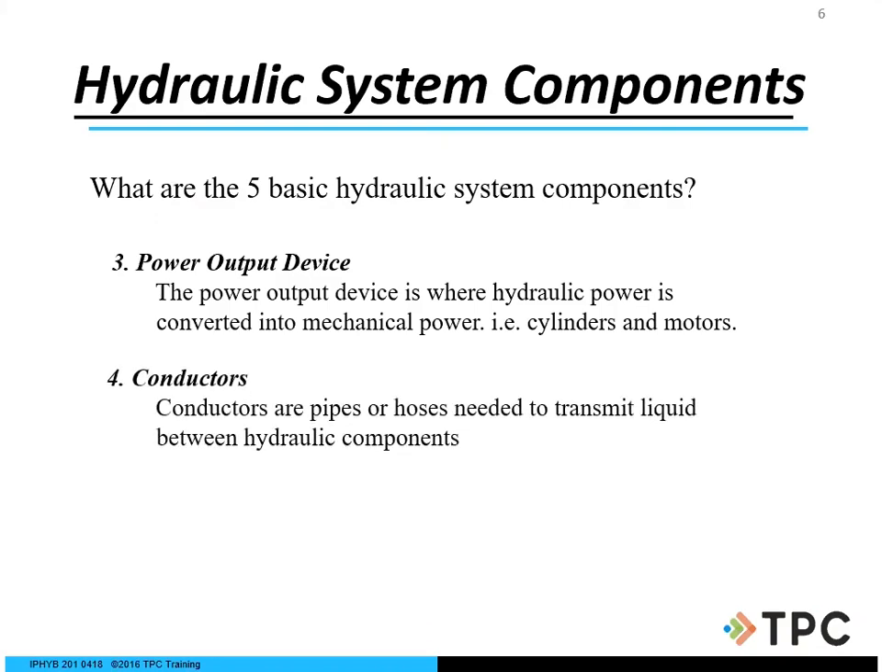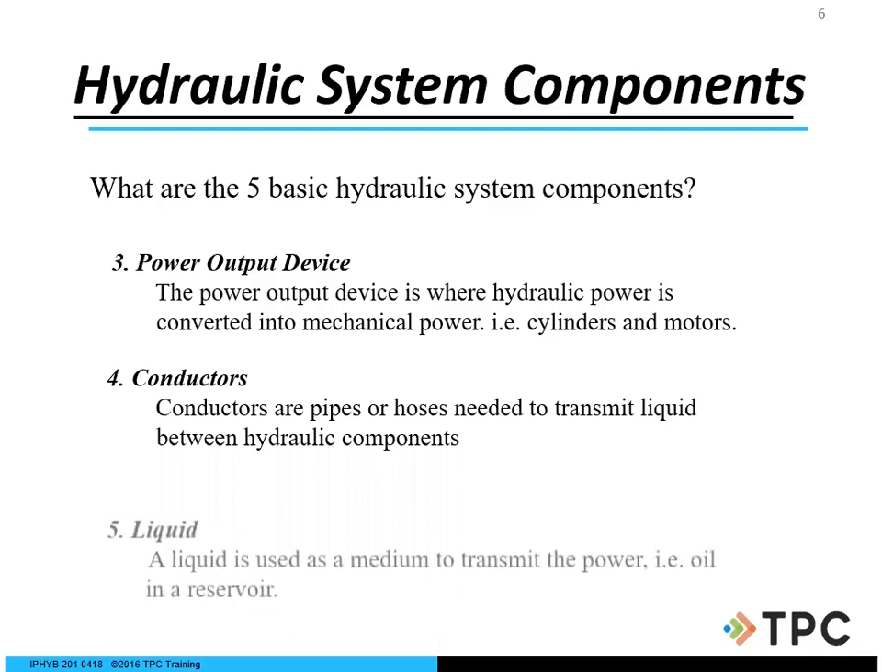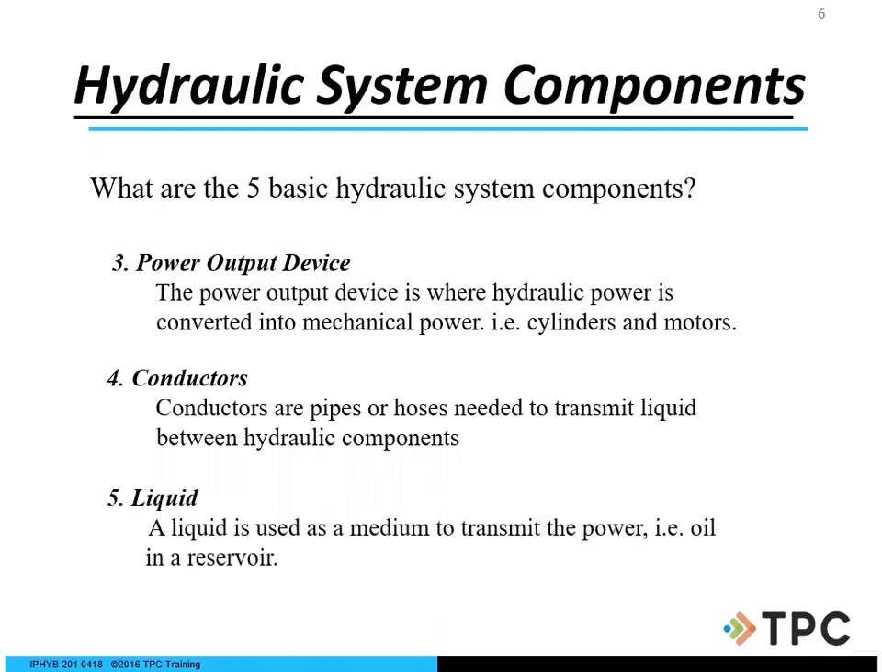Conductors, or pipes and hoses, need to transmit that liquid between hydraulic components. When you look at the hoses or the piping, we have working pressures, we have bursting pressures. What types of hoses are we going to use? ISO, SAE type hose. These are things that we need to consider when we're looking at our hydraulic system. I've been through a lot of experience with some of these, and choosing the wrong conductor could be very, very dangerous.